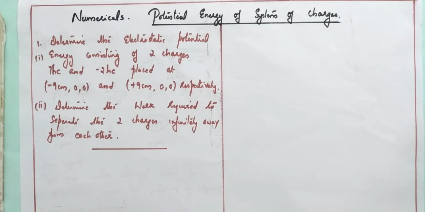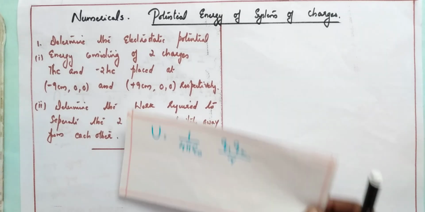Today we are dealing with the numericals relating to potential energy of a system of two or more charges. So the first question is: determine the electrostatic potential energy of a system consisting of two charges, 7 microcoulomb and minus 2 microcoulomb, placed at minus 9 centimeter and plus 9 centimeter respectively. Also determine the work required to separate the two charges infinitely away from each other.